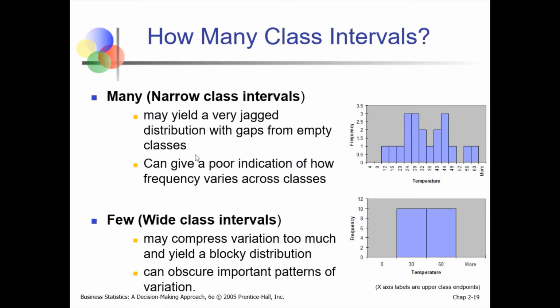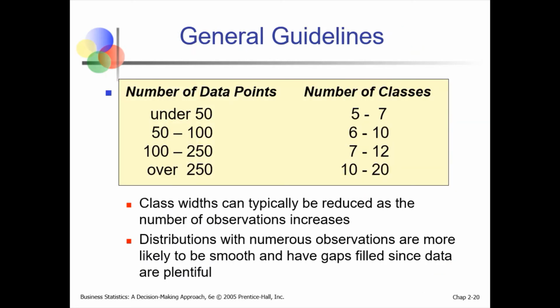So, the problem is dili dapat kaayo siya ka narrow, no? May yield a very jagged distribution with gaps from empty classes, medyo gamay ra kayo ang classes. And then can give a poor indication of how frequency varies across classes. Tapos kung dako ra kayo, of course, makompress tong mga data. So, dili mo makakuha og valuable na information. So, unsaon man.